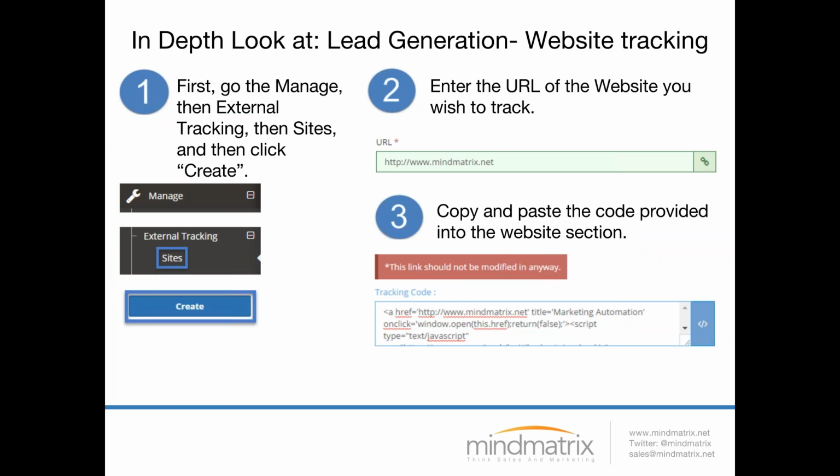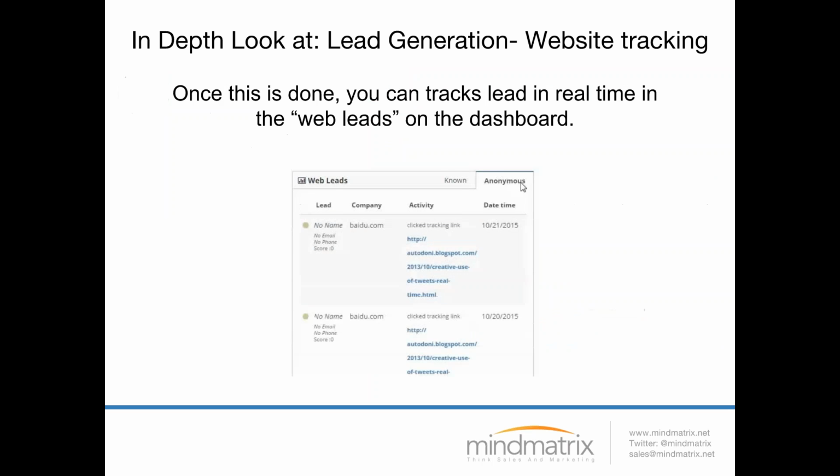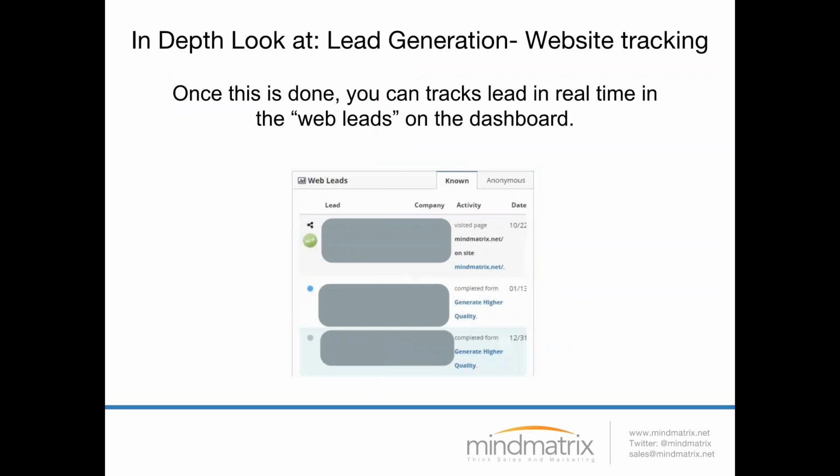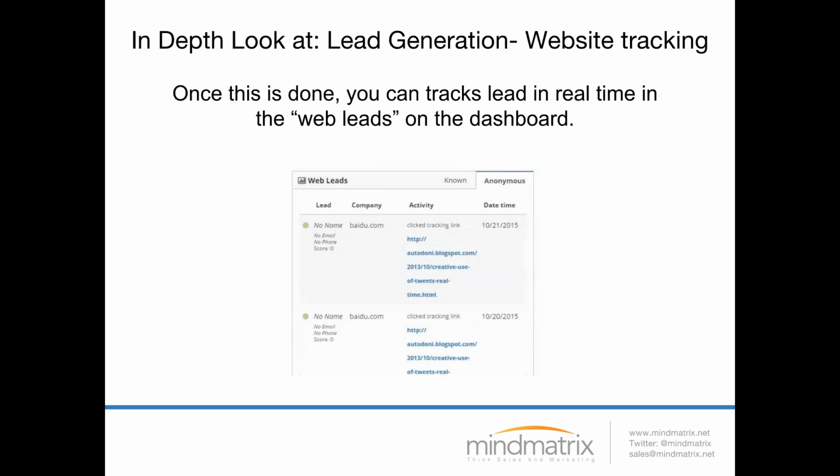To set up a website, go to Manage, then External Tracking, then Sites, and then click Create. Then enter the URL of the website that you wish to track. When the tracking code appears, copy and paste it into your website's HTML. For a brief overview of tracked leads, you can simply look at the dashboard.